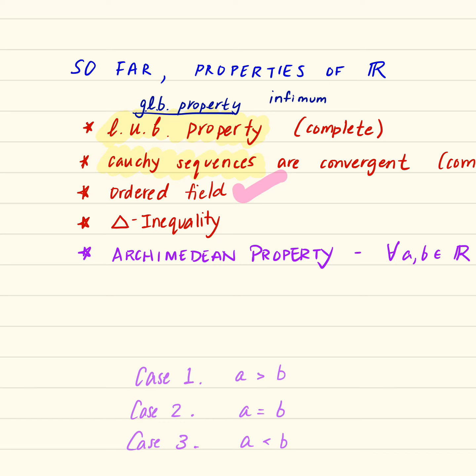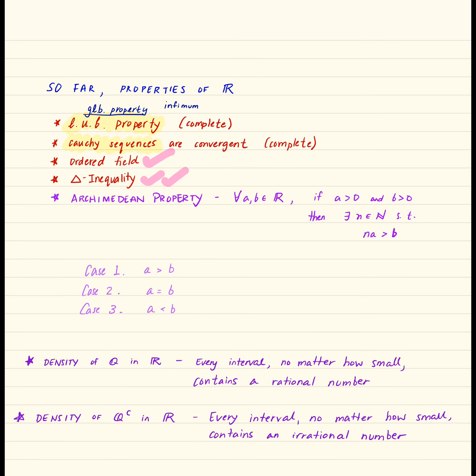And then the next thing is the triangle inequality. This is really, really helpful. We've already used it a few times in proofs. The triangle inequality is really helpful in proofs because it helps us to estimate. Okay, I want to introduce a new property, called the Archimedean Property. The Archimedean Property says that for any two real numbers a and b greater than 0, there is an integer, a counting number n, such that n times a is bigger than b.